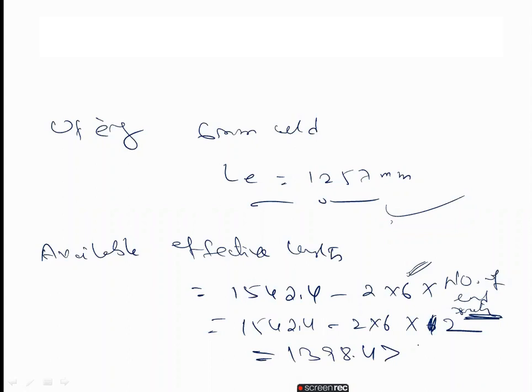It should be greater than the effective length 1257 mm. So this is 1257. So 2 into thickness, then the number of end returns are total 3 plus 3 plus 3 plus 3. So total 12. So finally, hence 6 mm weld is adequate. Okay.